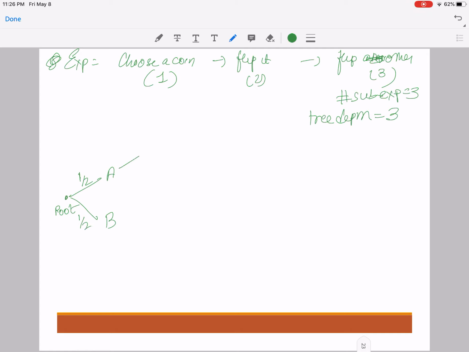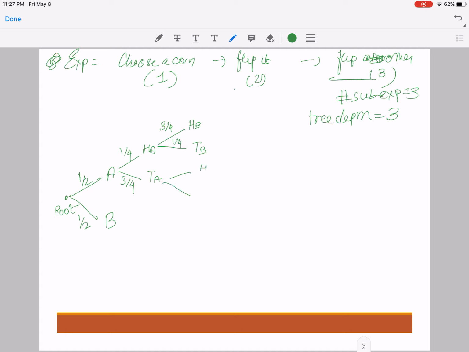If I choose A, I flip it. I can get either a heads or a tails. For A, I get heads with probability 1/4 and I get tails with probability 3/4. Then I need to flip the other coin, which happens to be B in this case. So when I flip B, I can get either HB or TB. I get HB with probability 3/4, TB with probability 1/4.